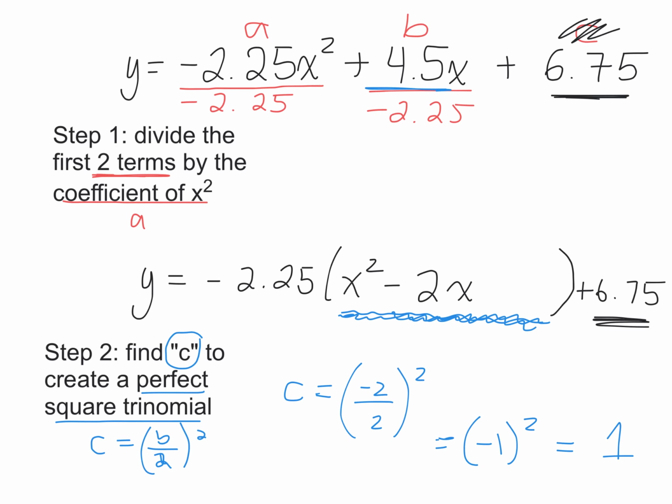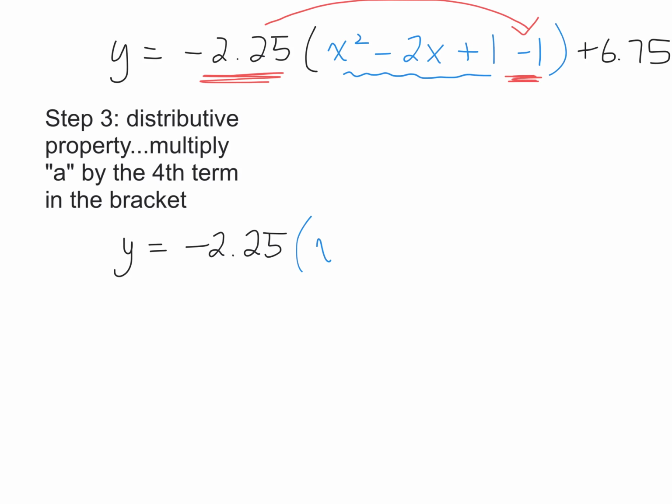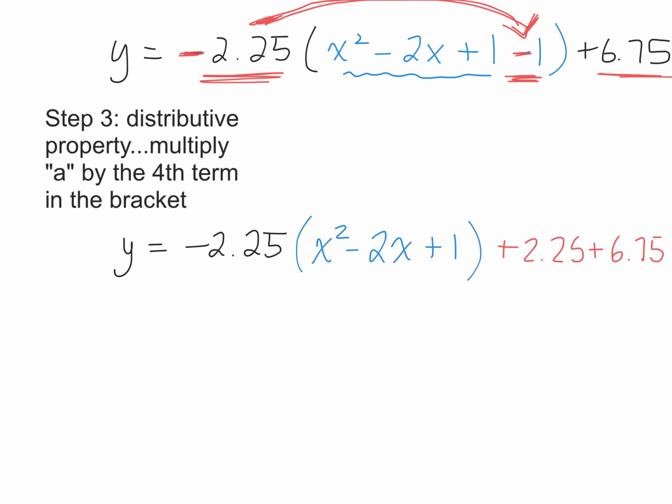Okay, so we're going to put our c value into the equation. I'm going to add 1 and take away 1. We're going to apply the distributive property to multiply a by the fourth term in the bracket, so that we can put it outside the bracket. We're trying to remove it from the bracket. So I have y equals negative 2.25, and I only want to keep this inside the bracket, so I have x squared minus 2x plus 1. And if I distribute and multiply negative 2.25 by negative 1, what does it become when I write it outside the bracket? Positive, plus 6.75. Don't forget to write the 6.75.